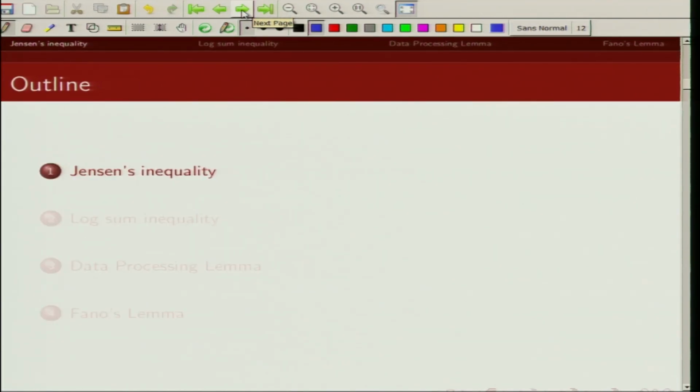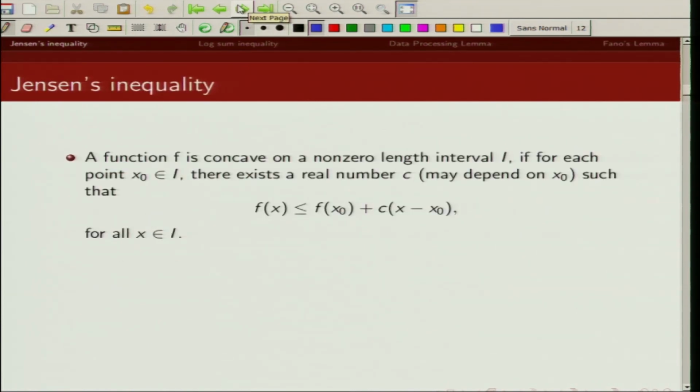So let's start with Jensen's inequality. Before we go to Jensen's inequality, let's just see what we mean by a function being concave or convex. A function f is concave over a non-zero interval I if for each point x0 which belongs to this interval I, there exists a real number c such that this condition holds. Now what is this condition?